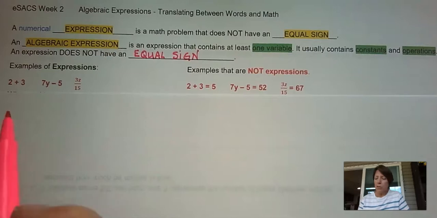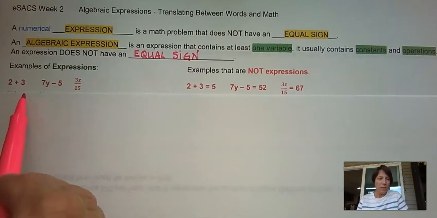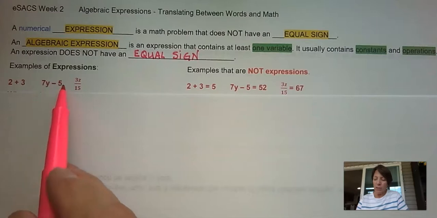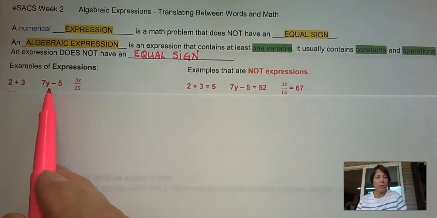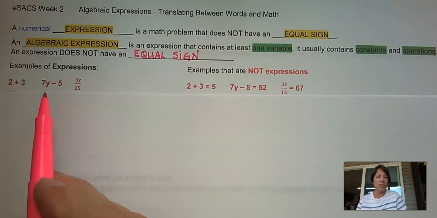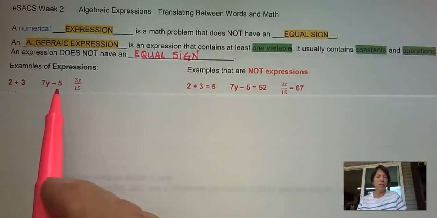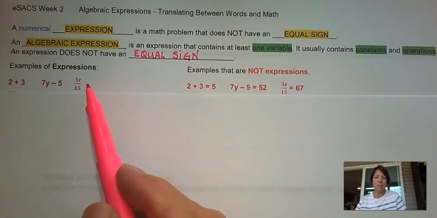it does not have an equal sign. I want to show you some examples of expressions here and point out a few important things. 2 plus 3 is an expression, no equal sign. This expression here means 7 times y. Anytime you see a number and a variable next to each other without an operation symbol in between them, it means multiply. So get used to seeing these numbers and letters next to each other, indicating that it's a multiplication problem. So this is 7 times y minus 5. This one is 3 times z, and then this fraction bar means the same thing as division. So this is 3 times z divided by 15.